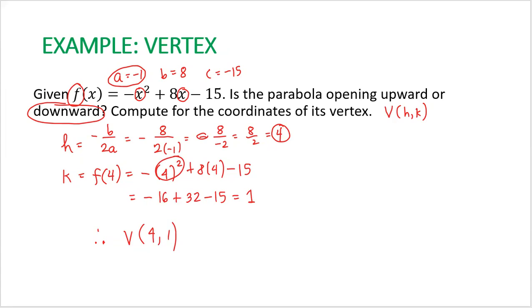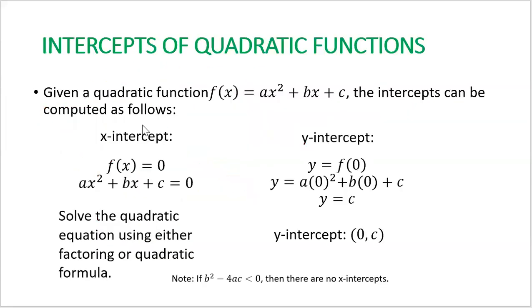Next are the intercepts of a quadratic function. How do we get the intercepts of a quadratic function? Given a quadratic function, f of x equals a times x squared plus b times x plus c, the intercepts can be computed as follows. For the x-intercept, we shall equate the function to 0. That means we will be solving ax squared plus bx plus c equals 0, which is a quadratic equation.